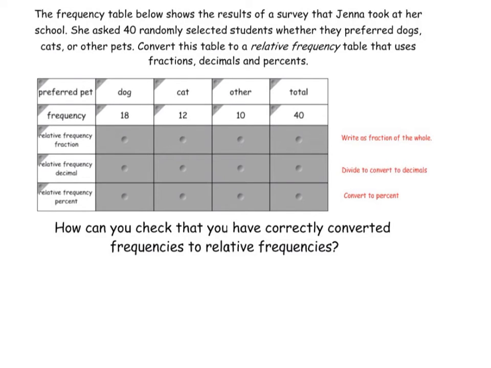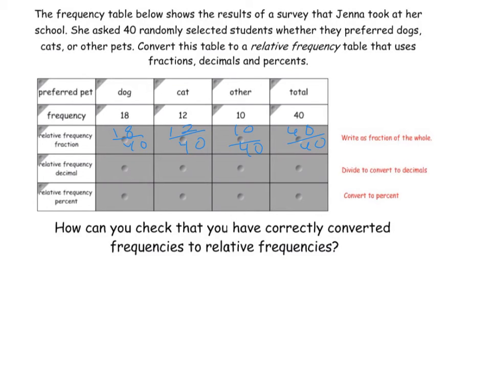So if we're looking at dogs, for example, the relative frequency as a fraction, how many people like dogs? Well, 18 people said they like dogs, so I have 18 out of how many? The total people she asked was 40, so it's 18 out of 40. And then I need the same thing for cat, other, and total. So cats was 12 out of 40. Other is 10 out of 40. And then the total is 40 out of 40 because she asked everybody in her sample.